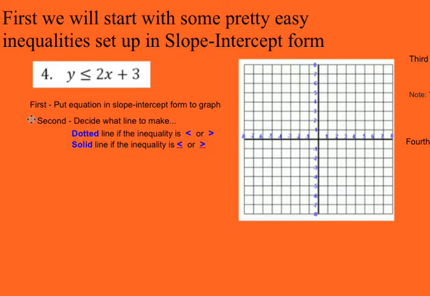So the second step is to decide what type of line to make. So it's a dotted line if the inequality doesn't have a line underneath it. And it's going to be a solid line if the inequality does have a line underneath it. So I'm seeing that our inequality has a solid line underneath it, so I know that I need to draw a solid line. Now let's take a look at our third step here.